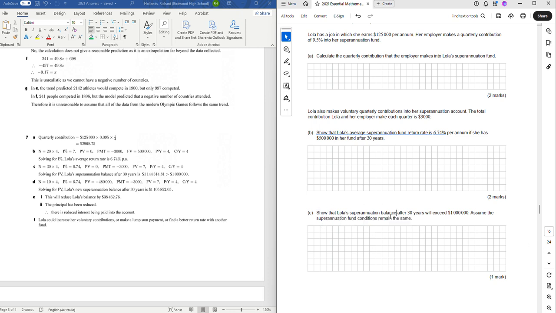Show that Lola's superannuation balance after 30 years will exceed $1 million. So this is where it wants us to show that our future value will be over $1 million. Again, if you look at the answers, our future value is the unknown. 30 times 4 for N, putting all the other details in, and we see that the answer is 1.14 million, which is greater than $1 million.